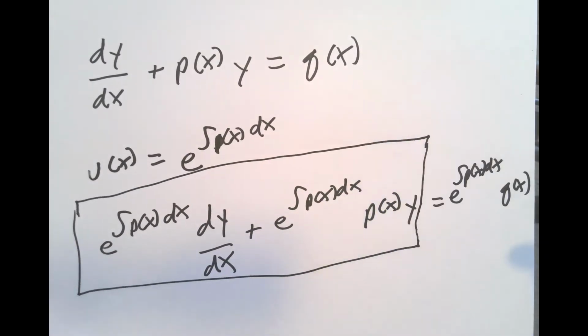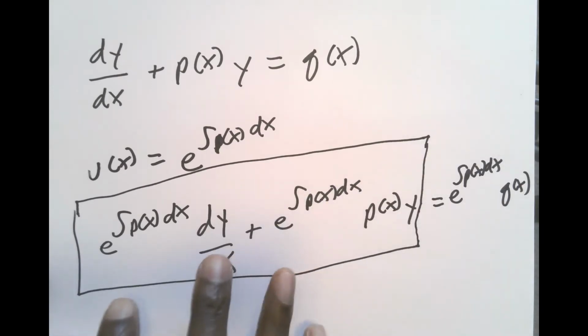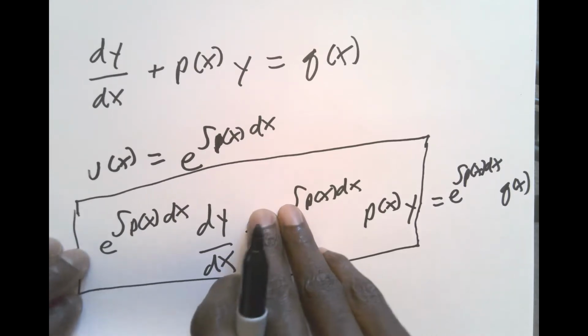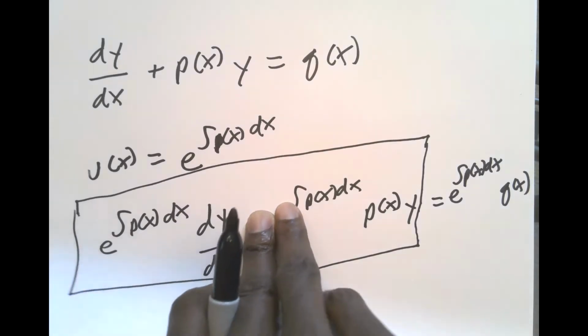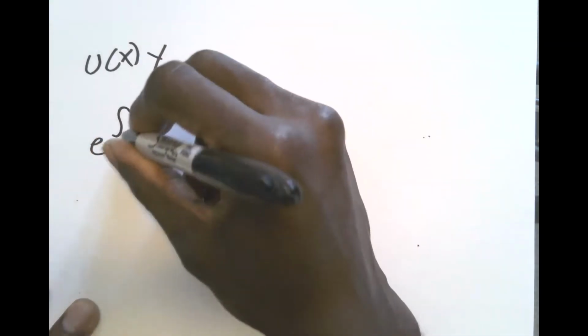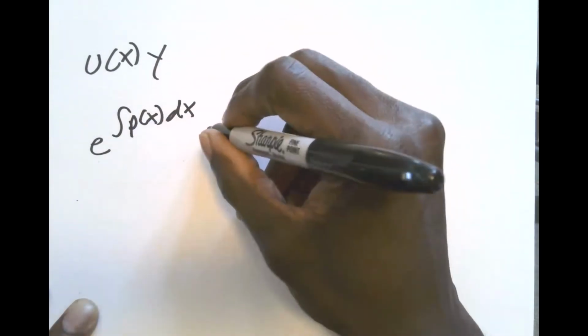Now, I'm aware that I'm out of paper, so I'm going to come back to this, but I just want you to take a look at this part right here. And what I'm going to do is write u(x) times y. Again, u(x) is e to the power of the integral of p(x) dx, so times y.